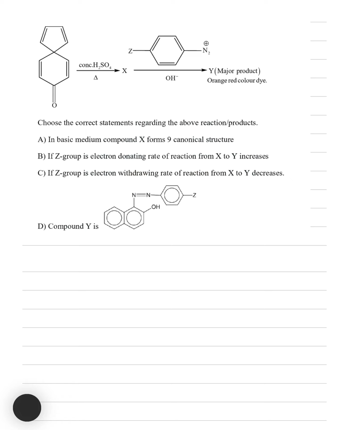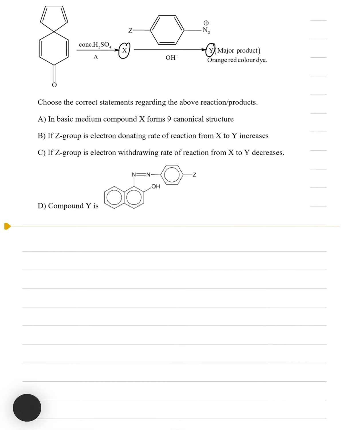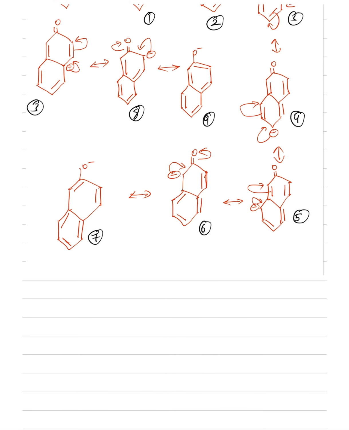Now the first thing required is the compound X, because the whole question is based upon the formation of compound X, right? From X we are getting the compound Y. Now in the case of compound X, what will happen? Now our reactant is here. So let's do it.